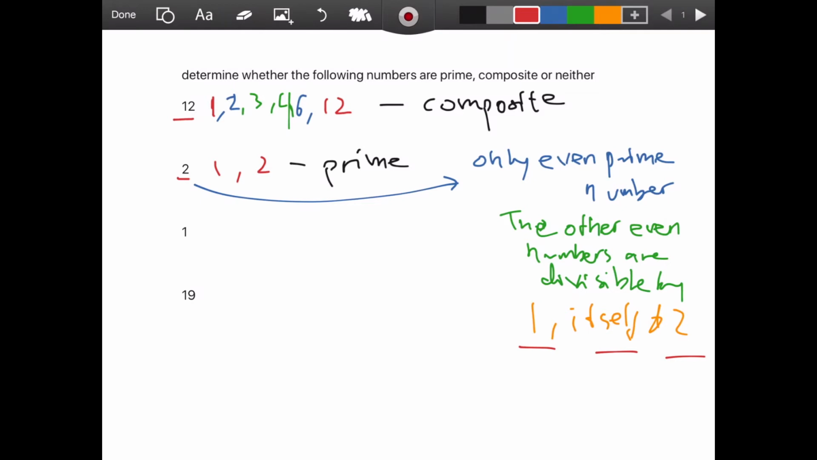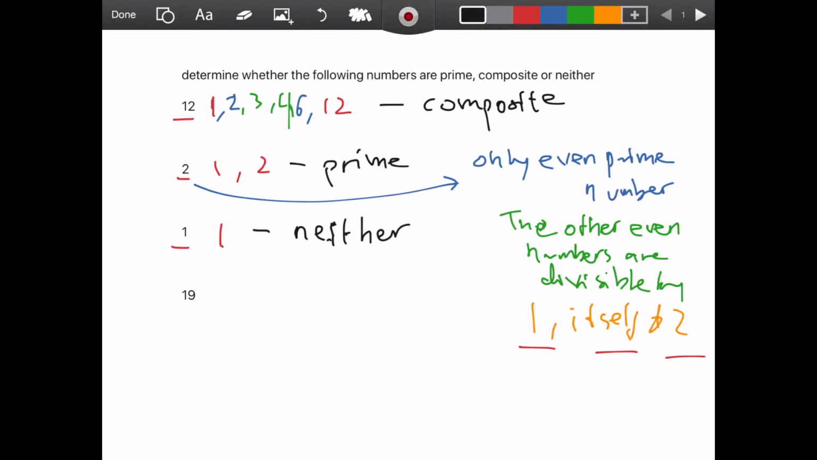How about 1? Let's see. 1 is divisible by 1 and 1, right? So the number of factors of 1 is only 1. So it is neither prime nor composite, right?